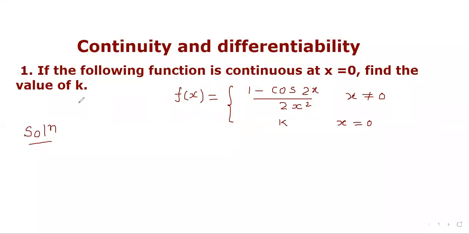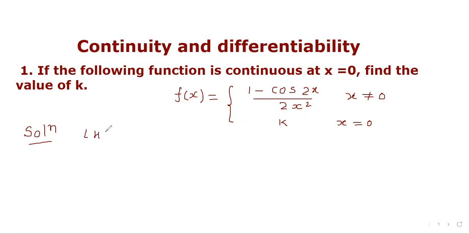Continuity and differentiability. If the following function is continuous at x equal to 0, then find the value of k. We are given the function f(x), which is equal to (1 minus cos 2x) divided by 2x square when x does not equal 0, and it is k when x equals 0. So from here, we can find LHL and RHL.